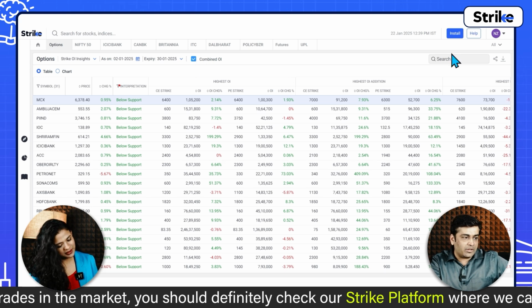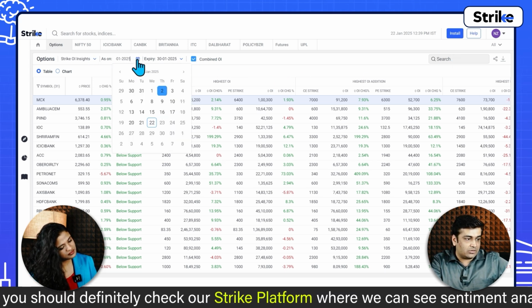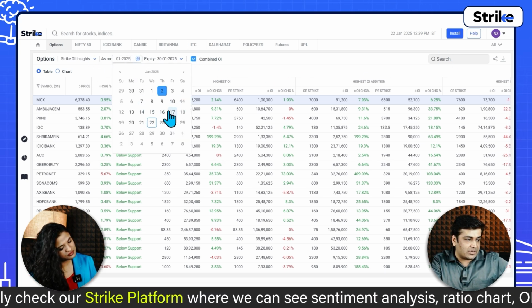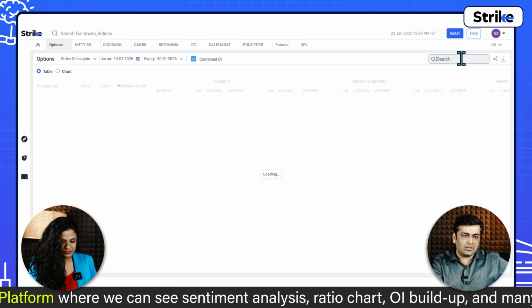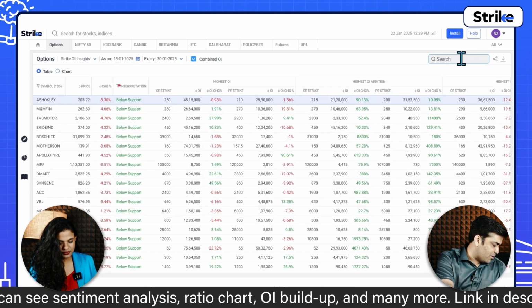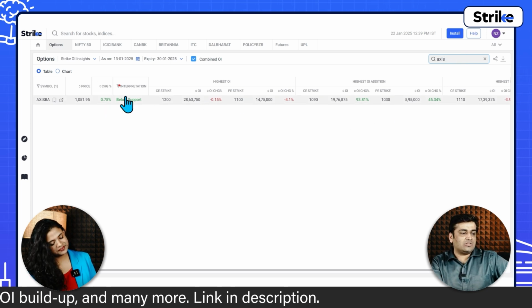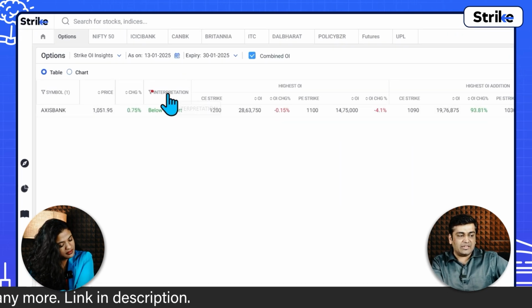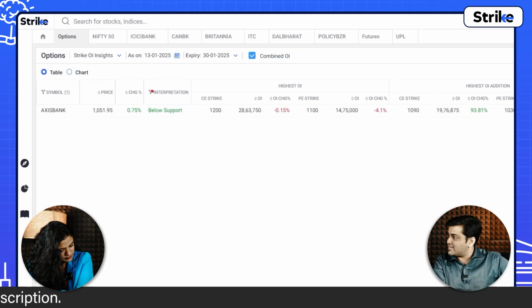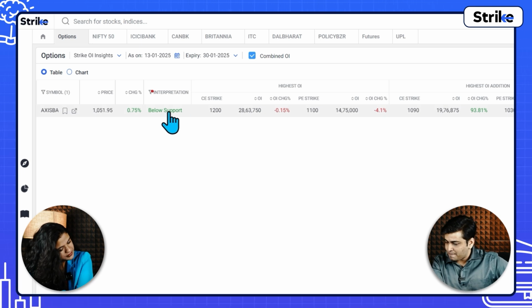So on 13th of January, that is over here on Monday, there is a stock, I'm sure everybody knows about it. This stock name is Axis Bank. So on 13th, you can see that Axis Bank interpretation on this strike OI insights was below support. All right.